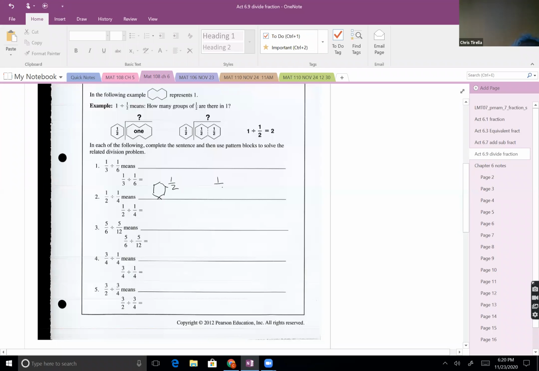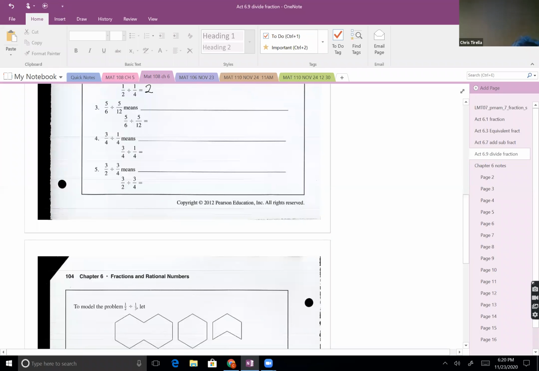And the 4th was that trapezoid. And so we're asking how many trapezoids does it take to fill in the hexagon? And wouldn't that be 2? Because if I took my hexagon, I would be able to fill it in with 2 trapezoids. And again, just another way of looking at that idea of division of fractions using those manipulatives. So those pattern blocks get used a lot.